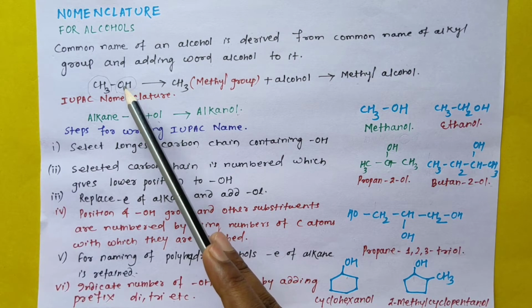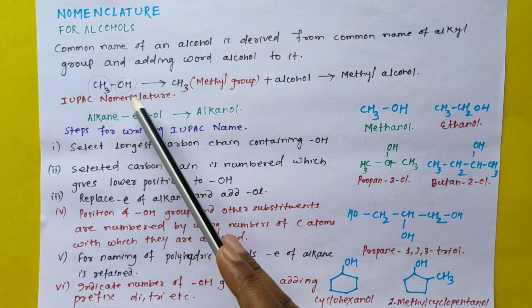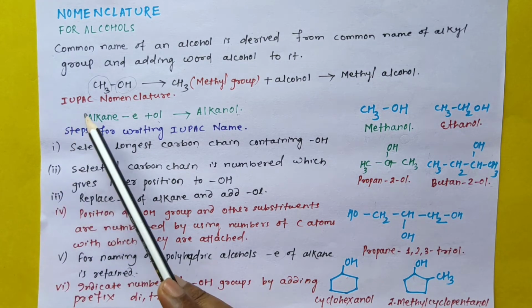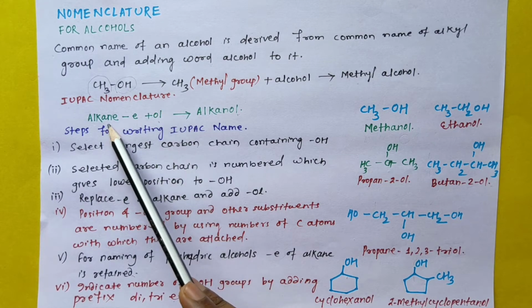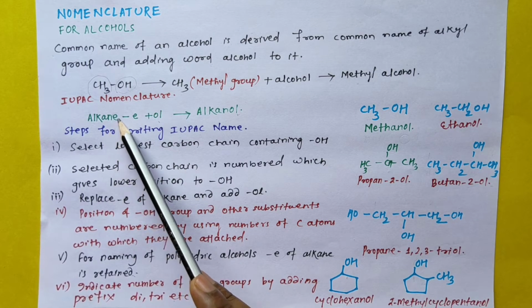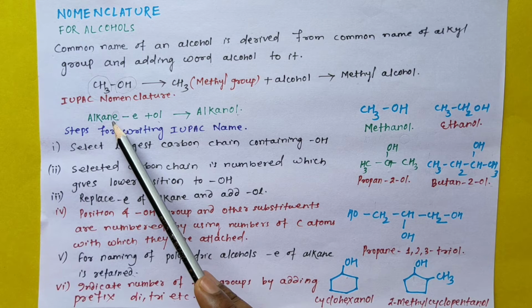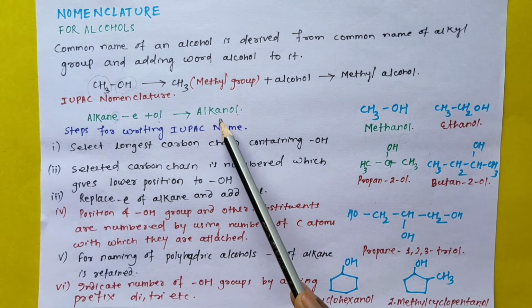Okay. Next, how will we give the IUPAC name of alcohols? First of all, we will discuss the rules. Then we will go for the discussion of the common name and IUPAC name of the following compounds. So the IUPAC name of an alcohol is assigned by writing the name of the parent alkane, and then we have to omit the E from the parent alkane and add ol to it. Finally, we will get the name alkanol. This will be the IUPAC name of the alcohols.